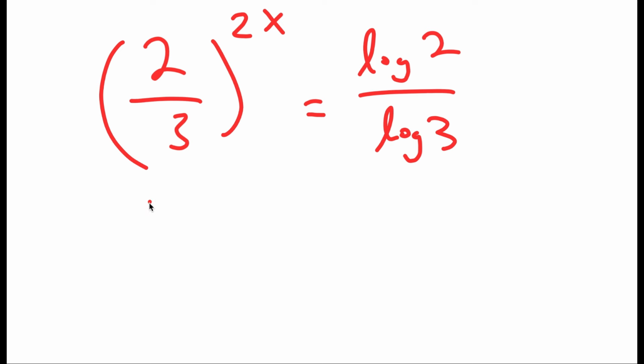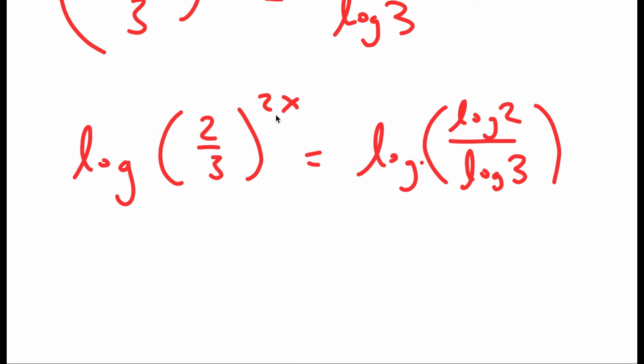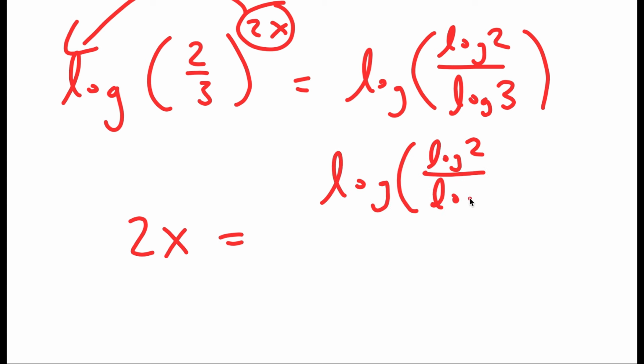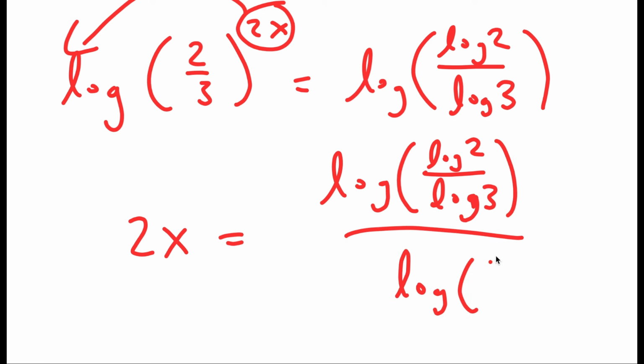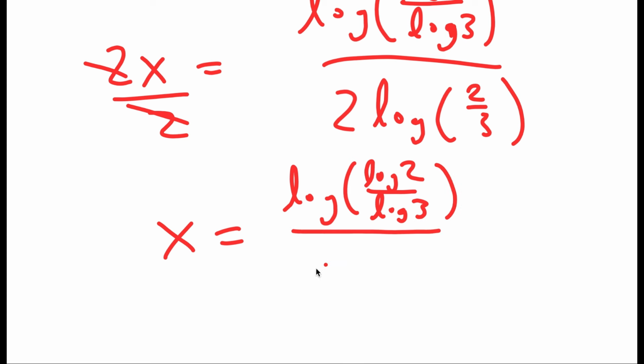Now I'm going to take the log on both sides again, so I get log of (2/3) to the power of 2x is equal to log of 2 over log of 3. So now I can move the 2x to the front, and I can divide both sides by log of 2/3, so I get log of 2 over log of 3 over log of 2/3. And if I divide both sides by 2, I get x is equal to log of 2 over log of 3 over 2 times log of 2/3.